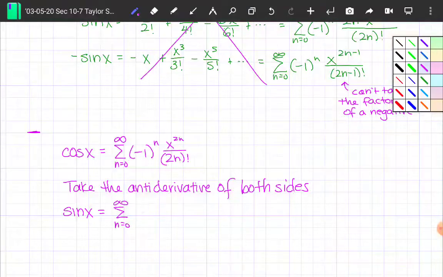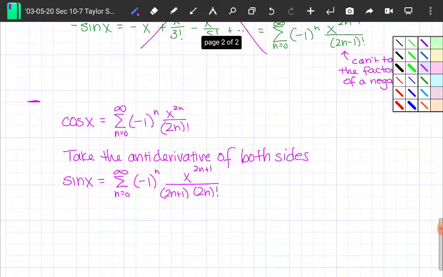Over here, I'm going to start with that. And then we know to take the antiderivative, you add 1 to the exponent and divide by the exponent. So I'm still going to have this 2n factorial on the bottom, but I'm going to add 1 to the exponent and then divide by that exponent. And so then when we do that, it's going to work out beautifully.